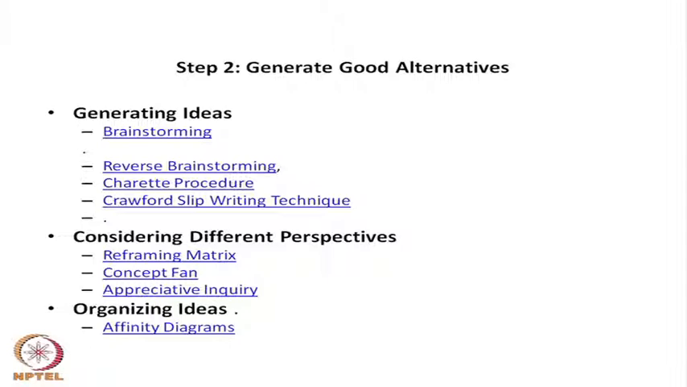First is the generating of ideas, which can be done through brainstorming, reverse brainstorming, Charlette procedure, or brain writing technique, whatever it is. These are the four techniques undertaken to generate ideas. Considering different perspectives involves the reframing matrix and the concept of appreciative inquiry.